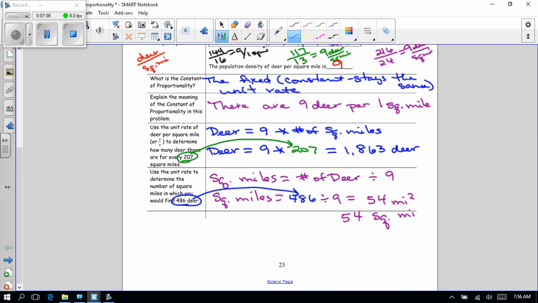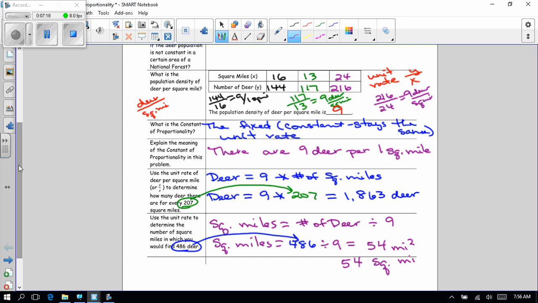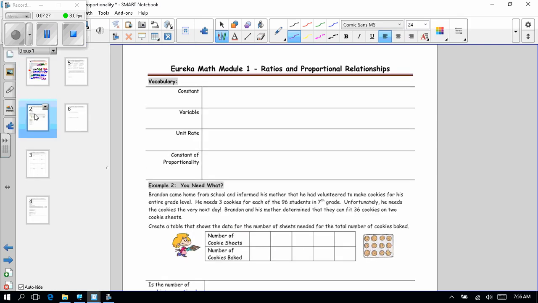So ultimately, the question is, do the conservationists need to be concerned? Do they need to be worried? If you go way back up at the top, is it constant across the whole thing? Yeah, right? There's always 9 deer. So the conservationists really don't need to worry about if the deer population is constant or not. Well, on the next page, we've got a couple vocab words. All right, so let's write those in.